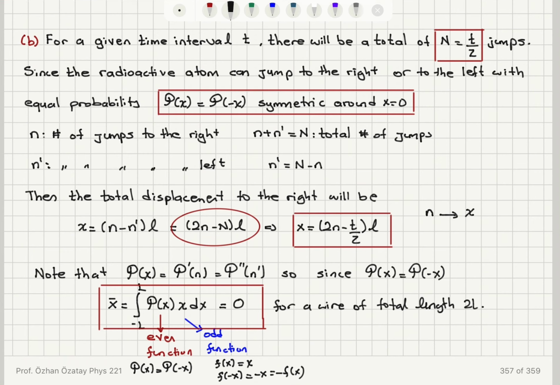The mean value of the displacement will be the integral over all possible values of x, x times the probability distribution function p of x dx, and that should be 0, because you're multiplying an even function with an odd function and integrating around 0 with a symmetric integral. You will get a 0 at the end.